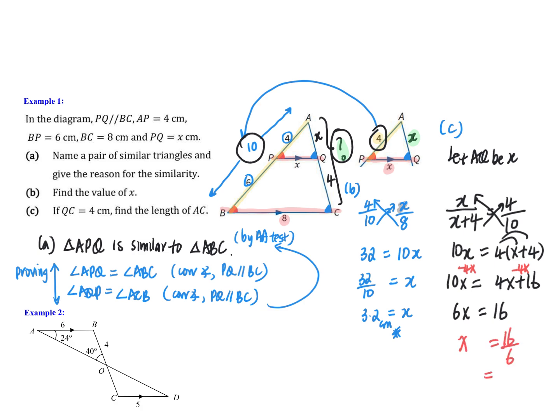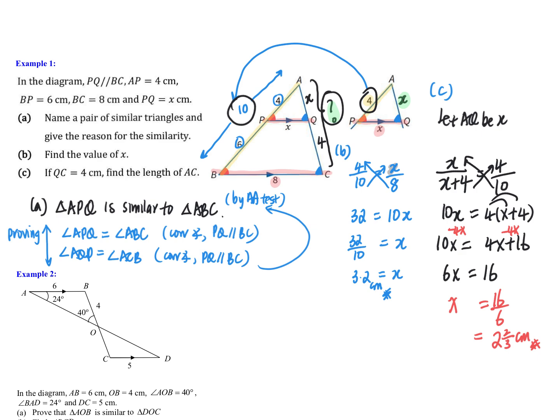6, 12, 2.3. 2/3. 2.66 or 2.67 or exact is 2 and 2/3. Or you can give me recurring decimal 6. What's after 6? What's after 6? 7.